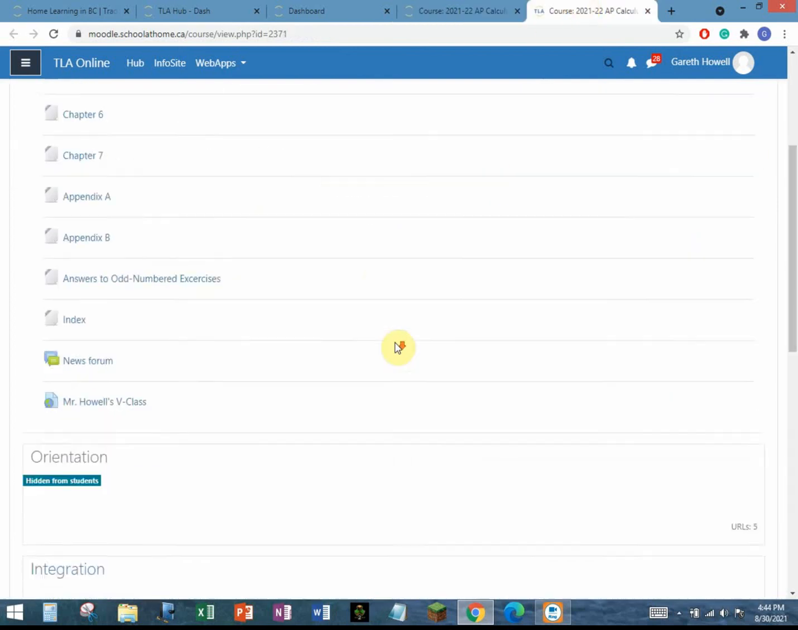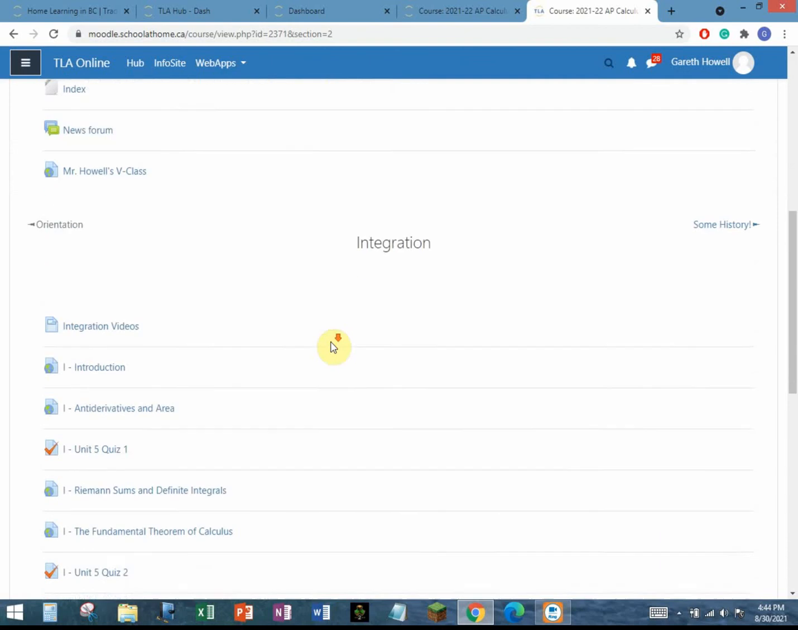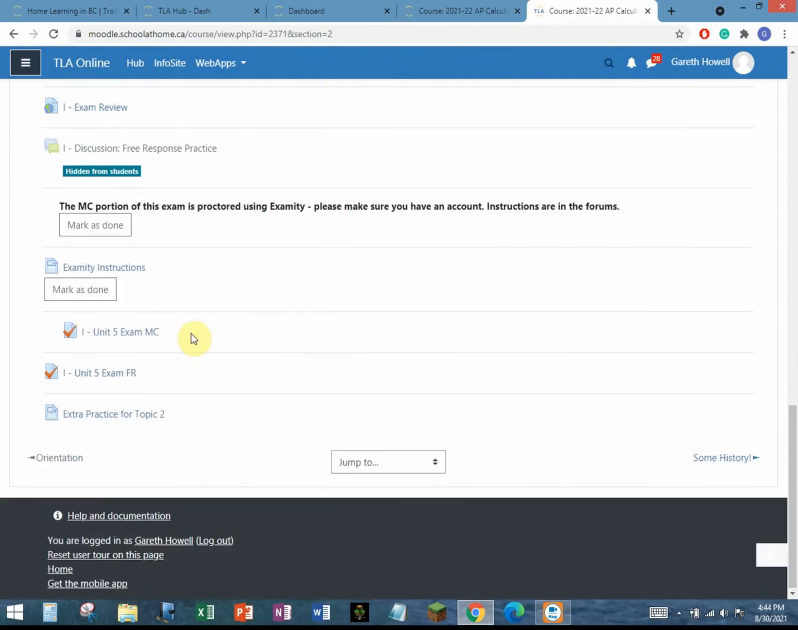In part B of the course, the only other supervised exam is in the first section, for integration. And for integration, the multiple choice portion of the final exam for that unit is proctored as well, is supervised. So just those 2. The first one is the semester 1 exam, multiple choice.